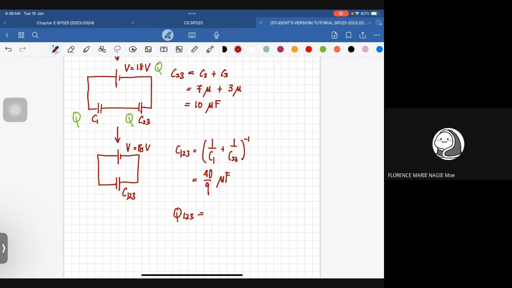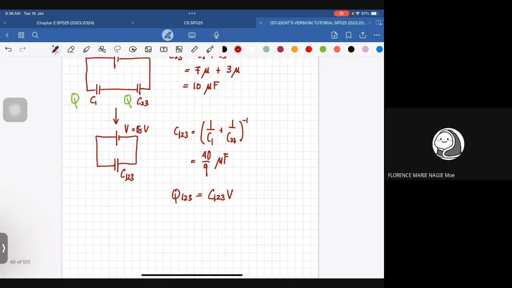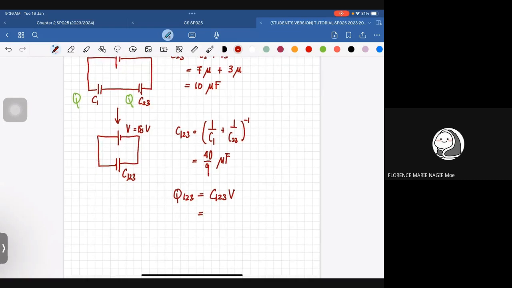Q123 is equal to C123 V. Okay, V yang supply tadi lah. So, dari sini kita dapatlah the total charge dalam the circuit. So, yang ini kita akan masukkan 40 over 9 μF, V is 18. So, from here, the total charge is 80 microcoulomb. Okay, so itu untuk total charge.